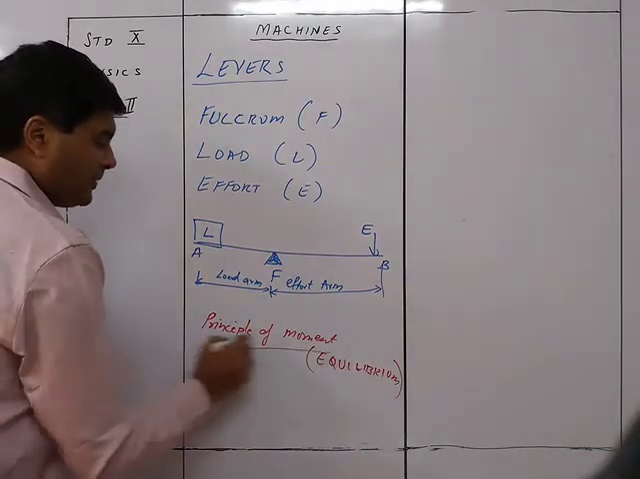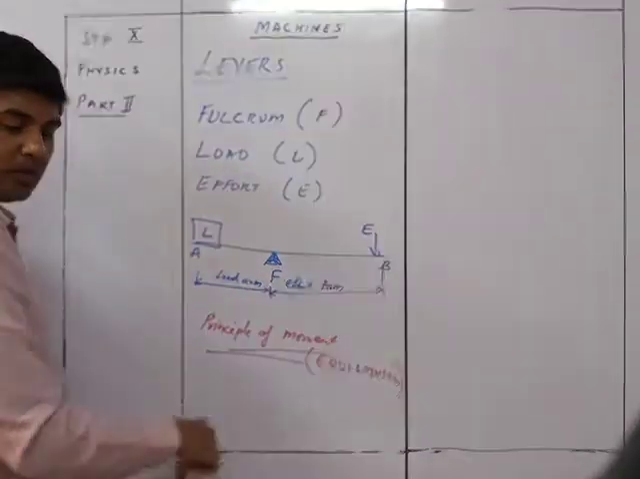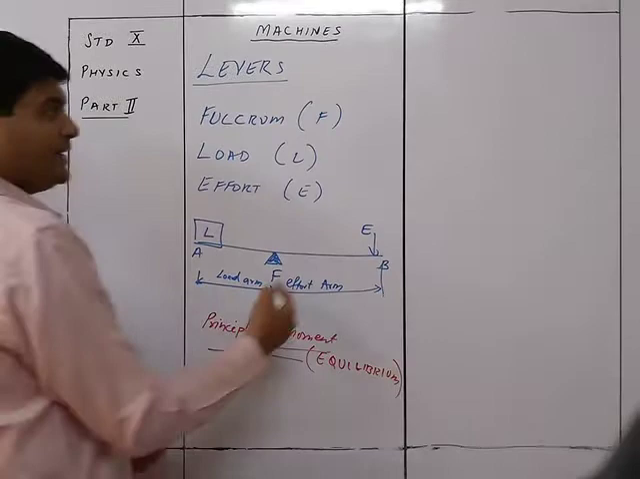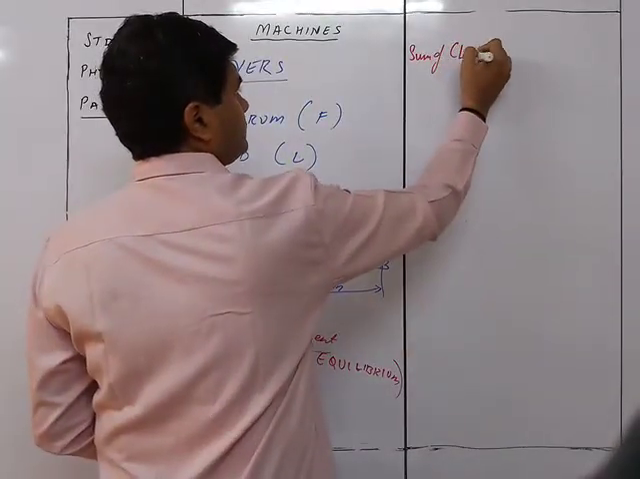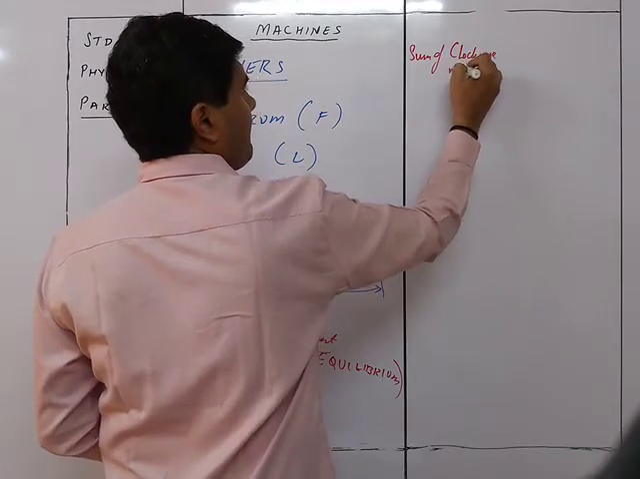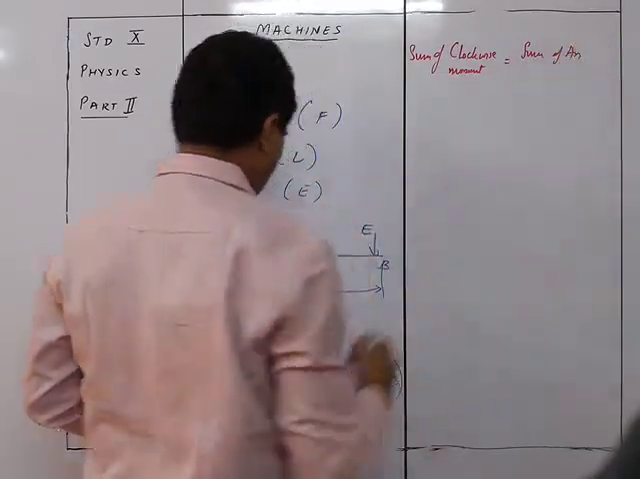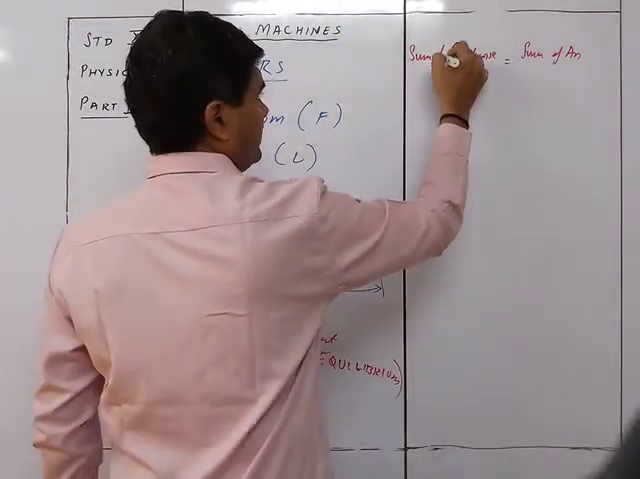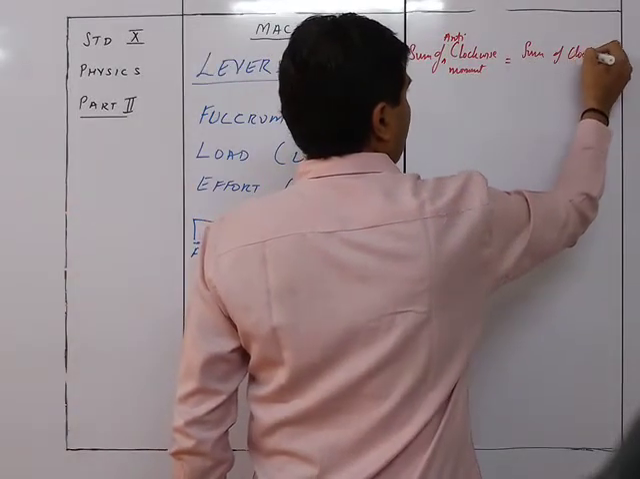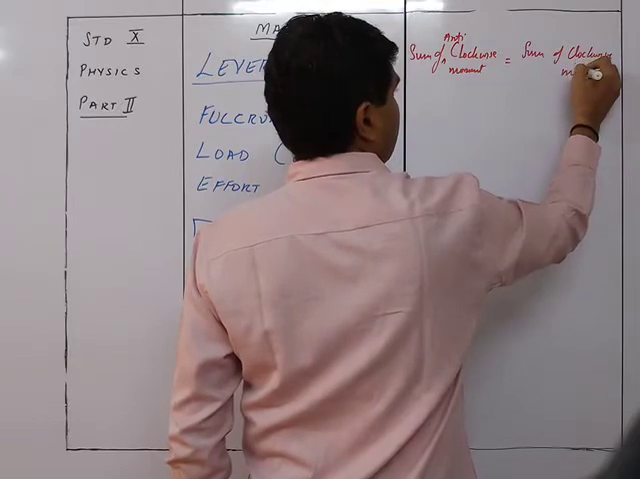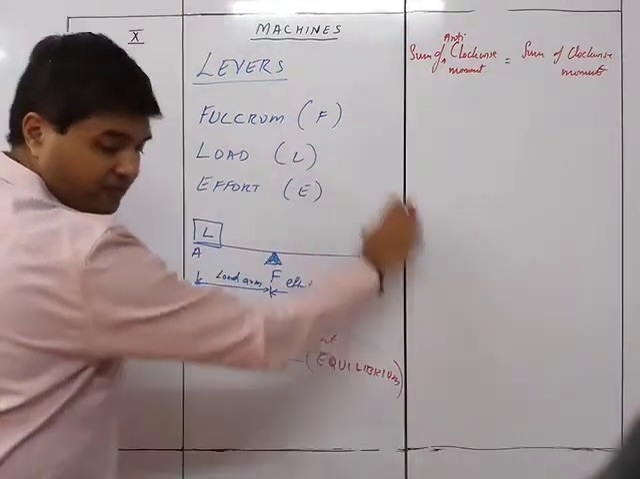So what is the principle of moment? That the sum of clockwise moments equals the sum of anti-clockwise moments, right? So according to this, the sum of anti-clockwise moments is equal to the sum of clockwise moments. We will put anti-clockwise over here, and clockwise on the other side.